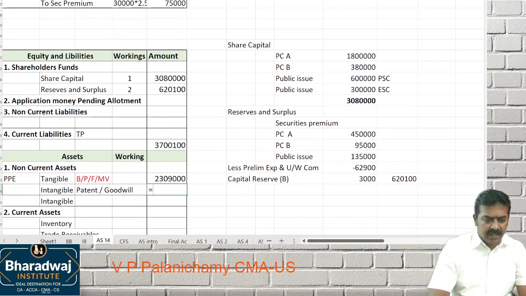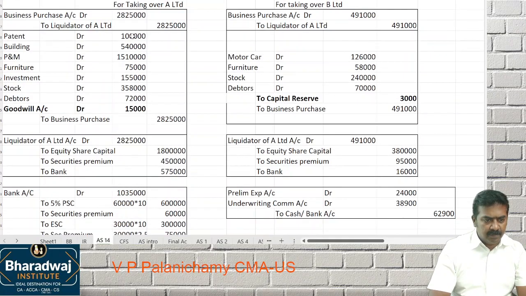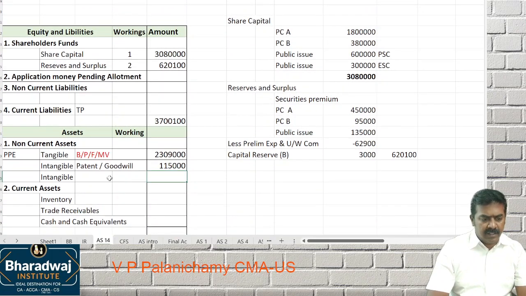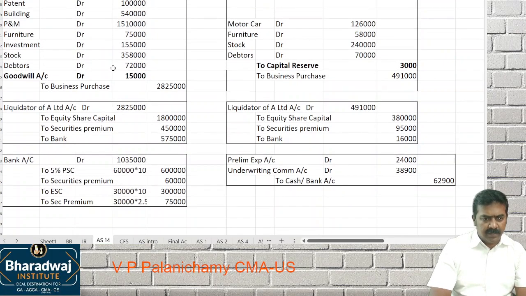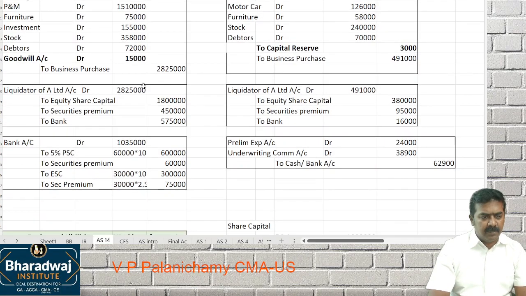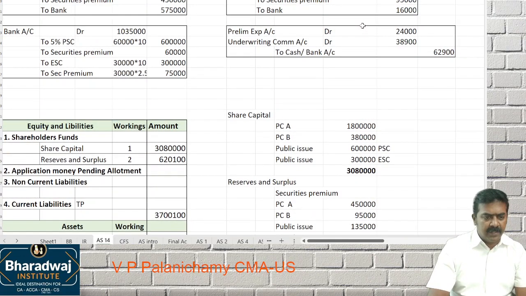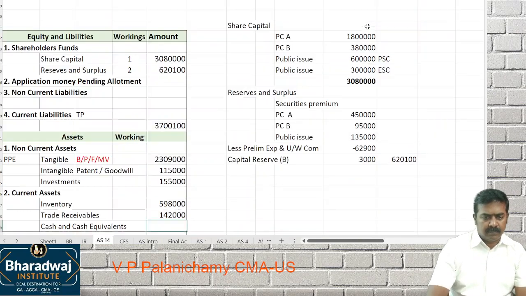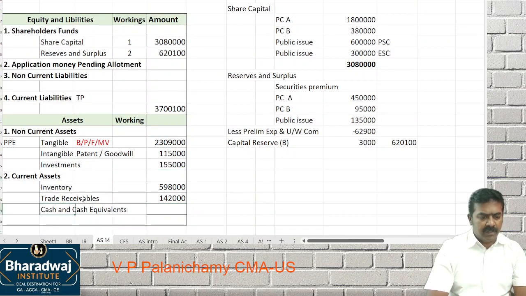Then this is patent and goodwill. First company we have got patent as well as what? Goodwill. Then intangible assets over. Then investments. Investments are there in which company? A Limited how much? 1,55,000. Inventory of A Limited plus B Limited. The stock plus this stock. Trade receivables of A Limited plus B Limited. Trade receivable of A plus B.